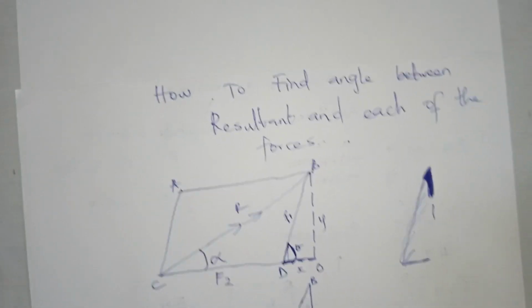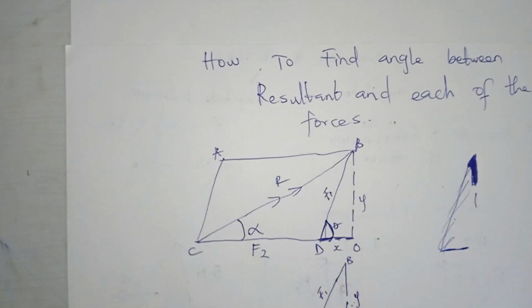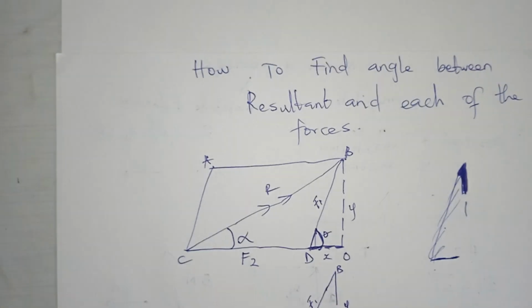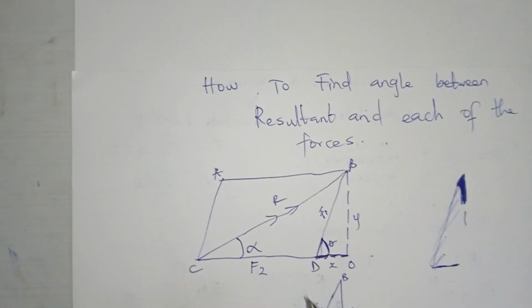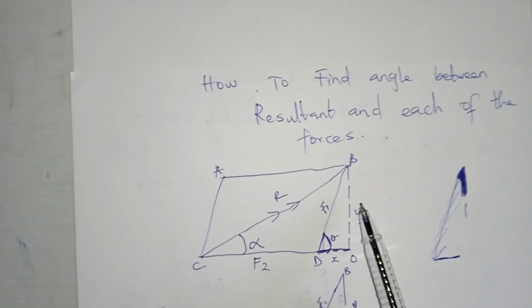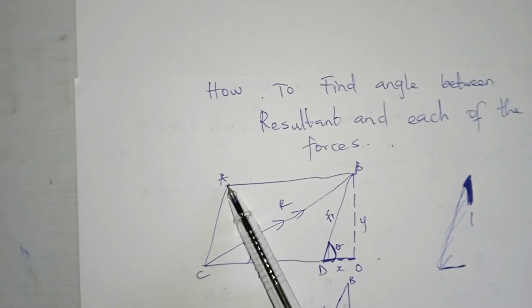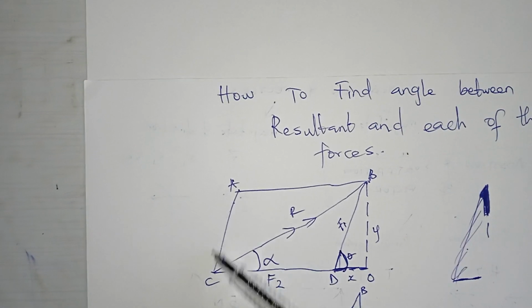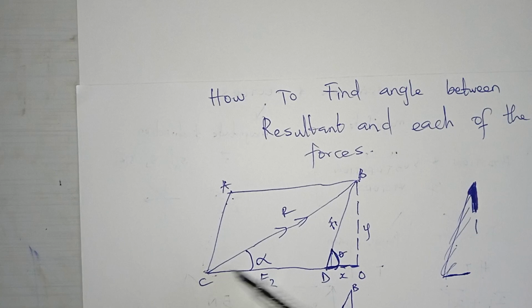Alright, how to find the angle between the resultant and each of the forces. In some questions, they'll tell you to find the acute angle between them. This thing here is an acute angle because it's less than 90. Notice it is less than 90.